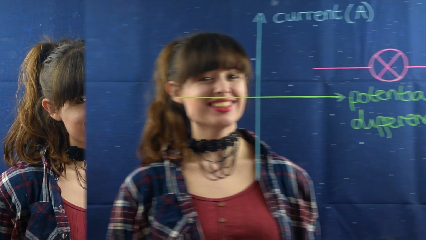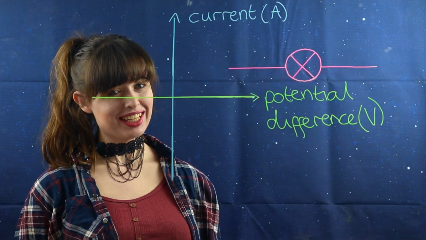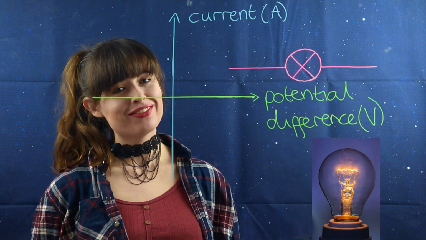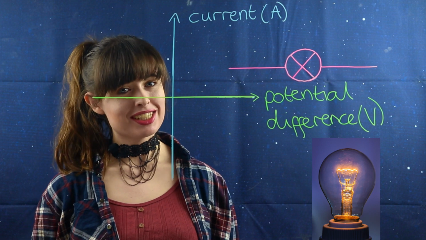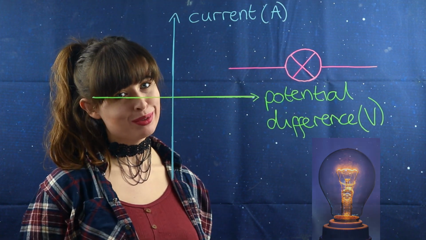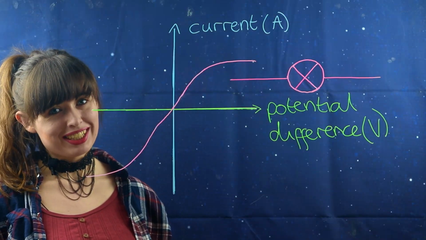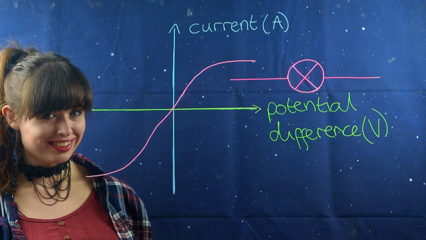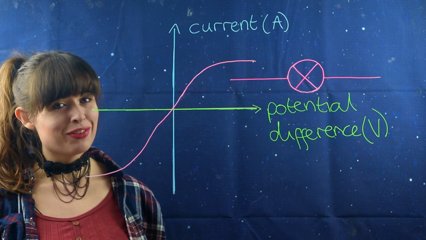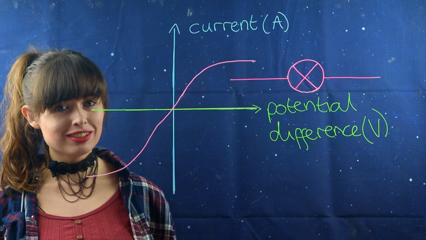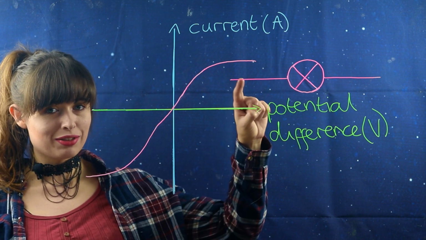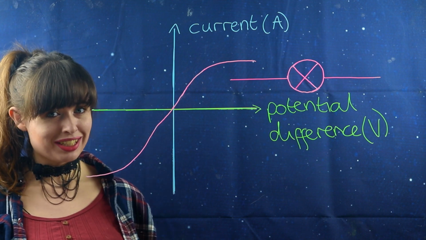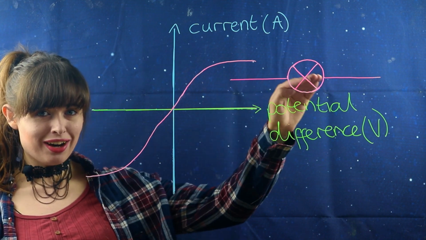For our second IV characteristic, we're going to be looking at the electrical component of the filament lamp, which is a common type of light bulb. Remember, IV characteristic is just a fancy word for a graph of current against potential difference. Here we can see that for the filament lamp, current does increase as potential difference increases. However, this is not a directly proportional relationship as the graph begins to curve.